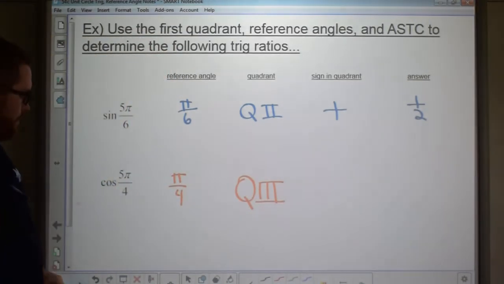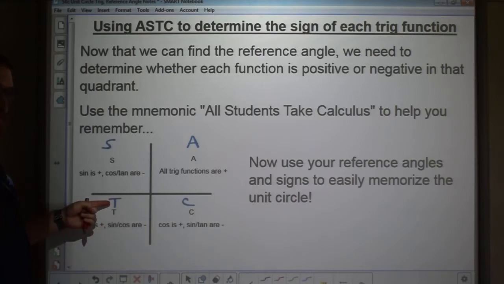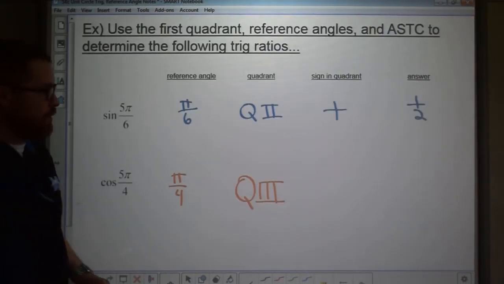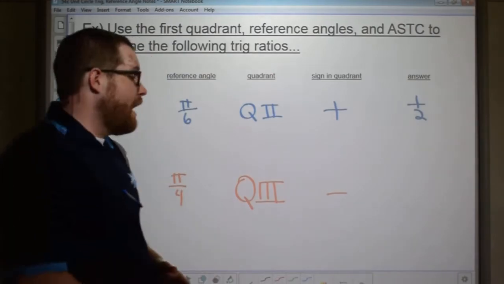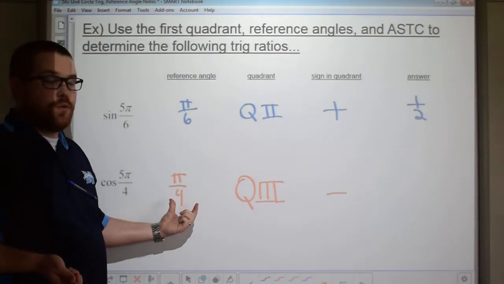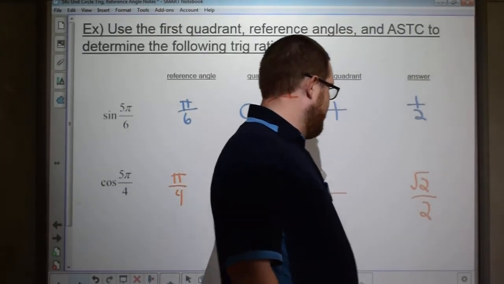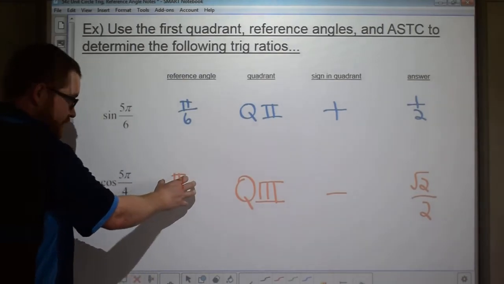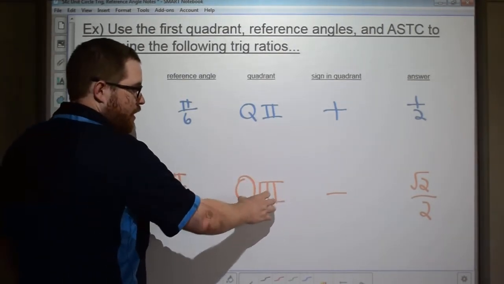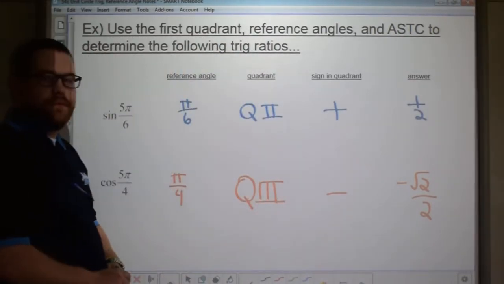Is cosine positive or negative in the third quadrant? Well, in the third quadrant, only tangent's positive. So cosine is going to be negative. So now all I have to do is know what the cosine of pi over 4 is. I just memorized them in the first quadrant. I know that that's square root of 2 over 2. But since the angle I'm looking for isn't in the first quadrant, it's really in the third quadrant, and cosine is negative there, the answer is negative square root of 2 over 2.